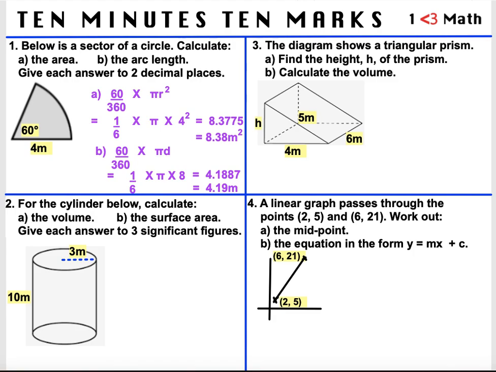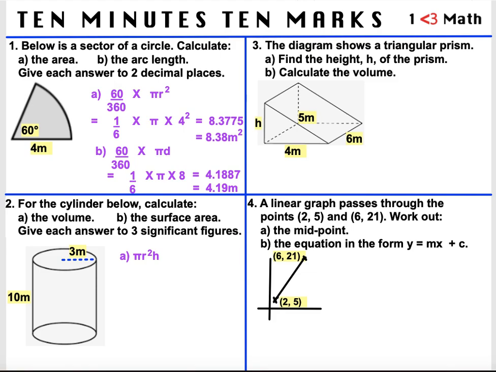Question 2, we have a cylinder. We need to calculate the volume and the surface area, and we need to give each answer to 3 significant figures. So to find the volume of any prism, including cylinders, we need to find the area of the top and multiply it by the length of the shape. In this case, it's going to be pi r squared times the height.